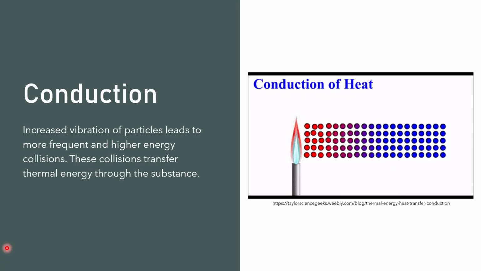So first off, conduction, we talked about this a couple of videos ago, but the general idea of it here is that increased vibration of particles leads to more frequent and higher energy collisions, that these collisions transfer thermal energy through the substance. So what we have here is some atoms which are really close to an energy source. As they pick up that energy, they gain kinetic energy, they start to vibrate more, they collide and transfer the kinetic energy from one object to the next. Here, these collisions are actually elastic, meaning that the kinetic energy of particles is being conserved, meaning that we aren't getting transfer of energy into any other form. It's just passing along and along the chain.